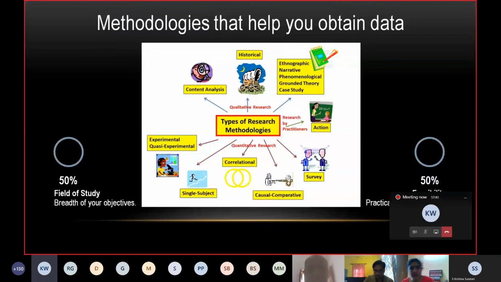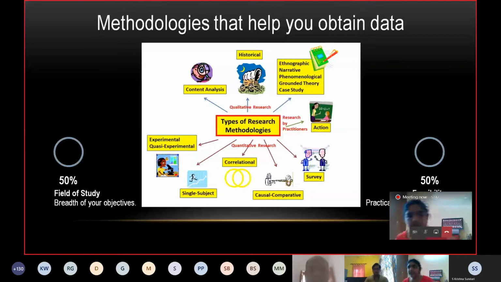Yeah. So like I said, there are different methodologies that help you obtain your data. There are qualitative research methods, quantitative research methods, single subject studies, population studies, multivariate cohort studies, and surveys which give you data. So there are multiple scientific methods to perform an experiment. Now, what tells you which methodology to follow is basically 50-50.